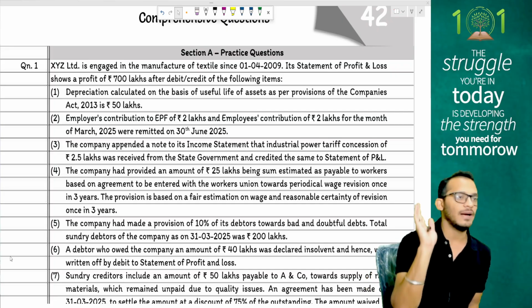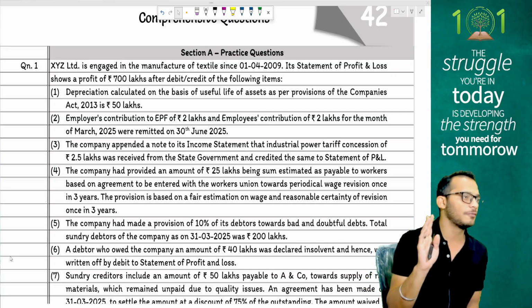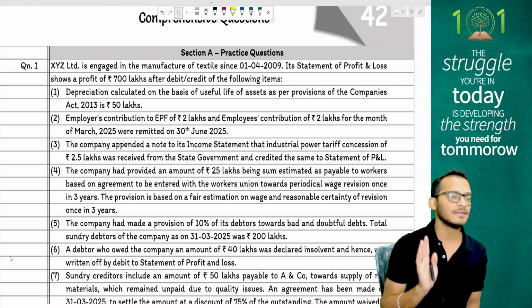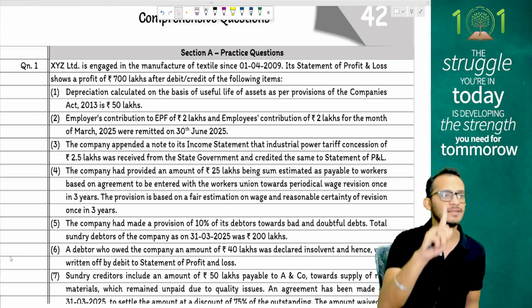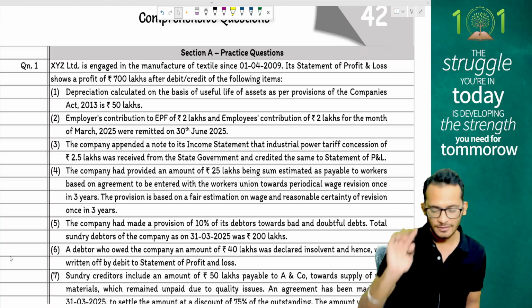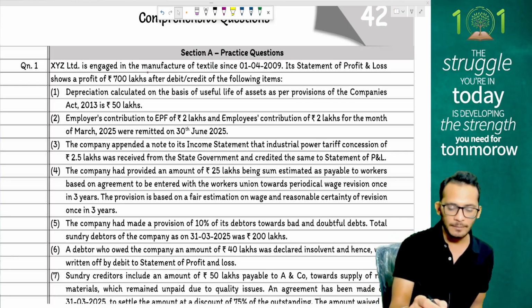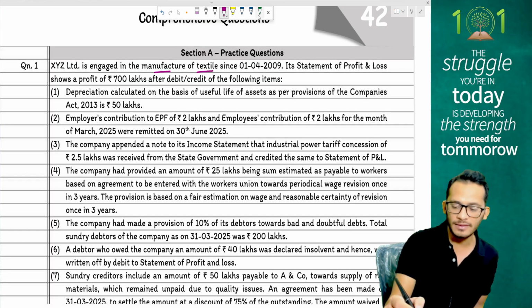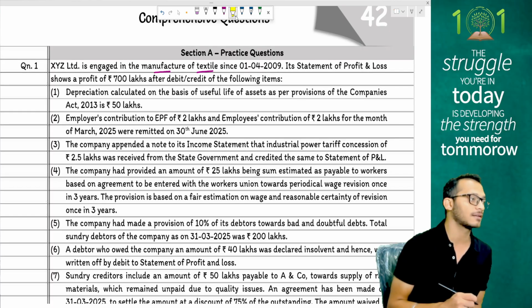Always rule number one, as I spoke to you when we started the golden rules itself, people, never get into the question unless you know what is the requirement of the question. So always read the first line. If you get it in the first line, great. If you don't get it in the first line, move on. Let's do that. The question says there is a company called XYZ Limited engaged in the manufacture of textiles. People, the moment I see the word manufacture, something strikes.